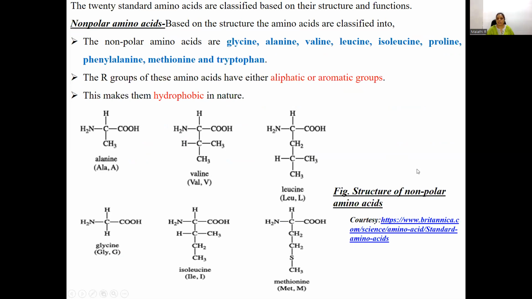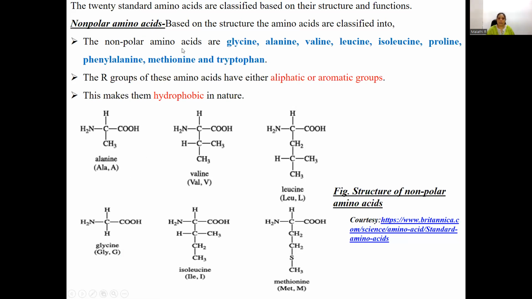Next, we'll see the classification. Under the classification, you have non-polar amino acids, polar amino acids, charged amino acids, uncharged amino acids, acidic amino acids, and basic amino acids. Now let us start with non-polar amino acids. The basic structure of amino acid will remain the same for all the amino acids. Amino group is there, acid group is there, hydrogen is also there. Only the R group will be different for different amino acids.